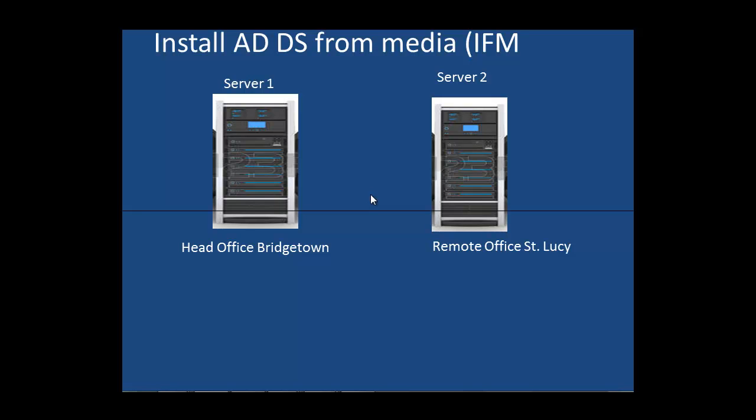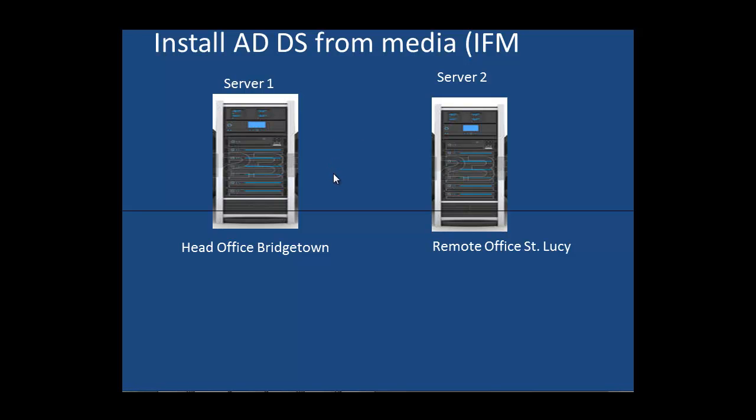The problem might be that the bandwidth between Bridgetown and St. Lucie is not always what we would like it to be. Another problem that might exist is that the connection is not reliable. Sometimes it's on, sometimes it's off. So IFM is merely another method of having that Active Directory database information moved to server 2.